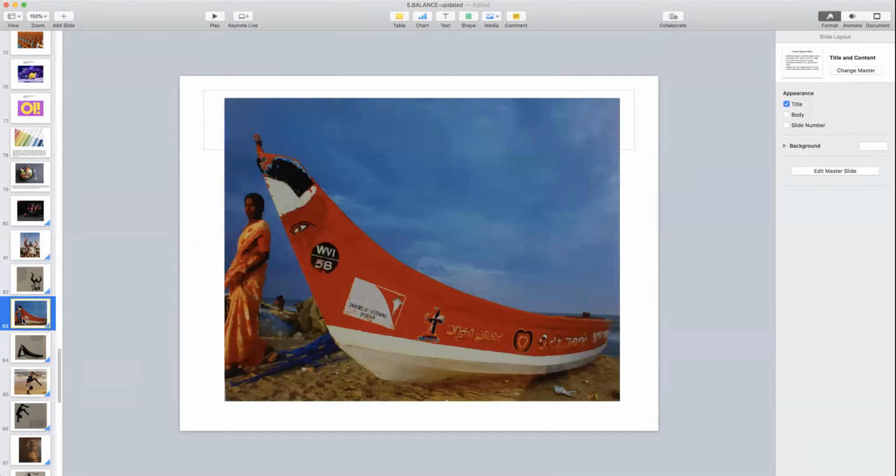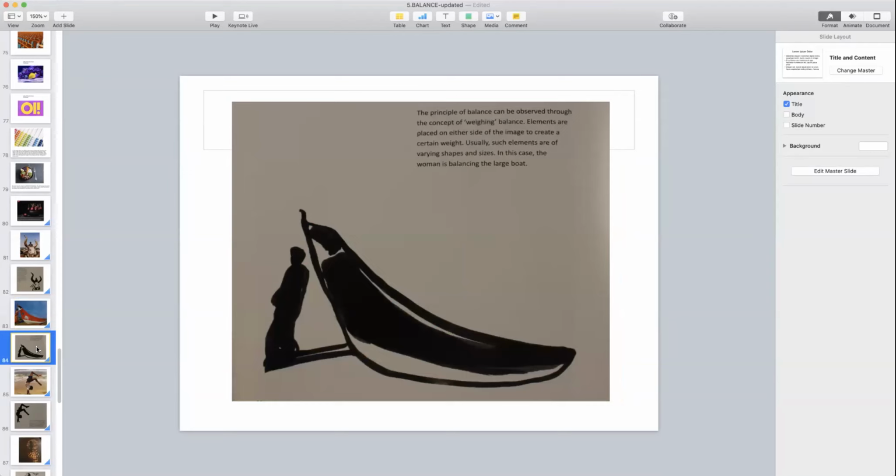Now look at this again. A boat with graffiti, and this eye is also marked on the top, and you see this lady. It looks as if it is hooked on the lady's head. If you remove the lady... the lady is also giving a kind of balance to this curvilinear structure. So the principle of balance can be observed through the concept of a weighing balance. Elements are placed on either side of the image to create a certain weight. Usually such elements are of varying shapes and sizes. In this case, the woman is balancing the large boat. ऐसा लग रहा है कि इसके ऊपर टांग दी गई है.